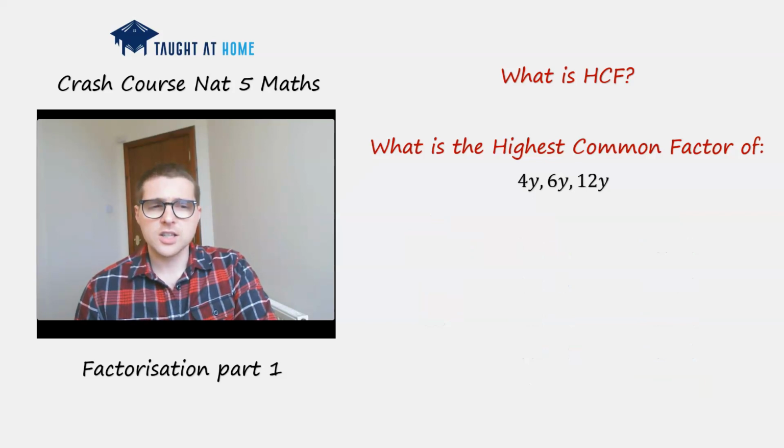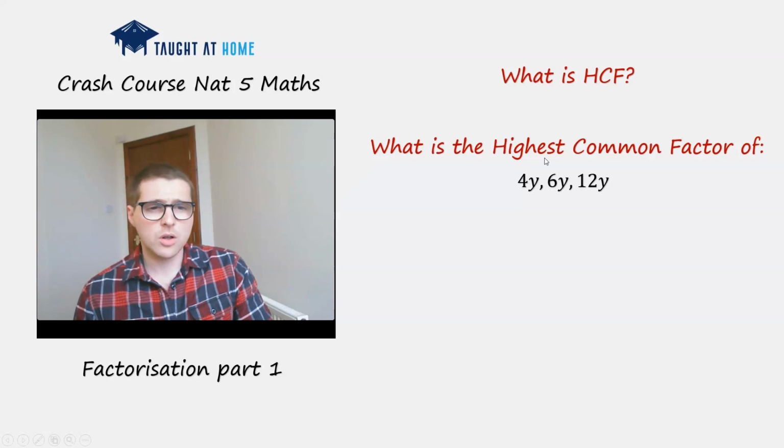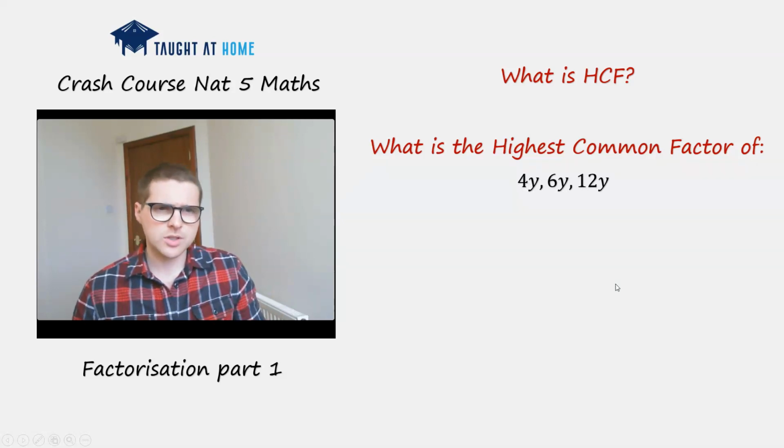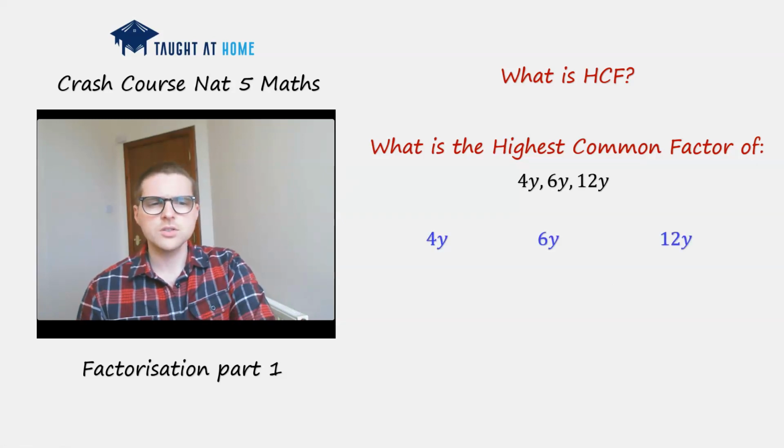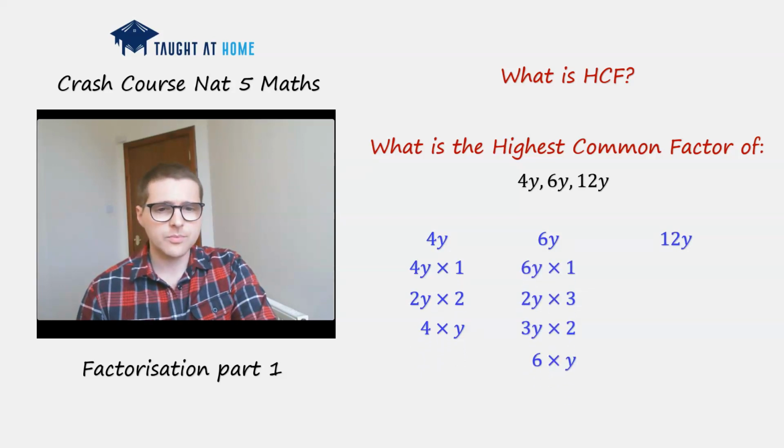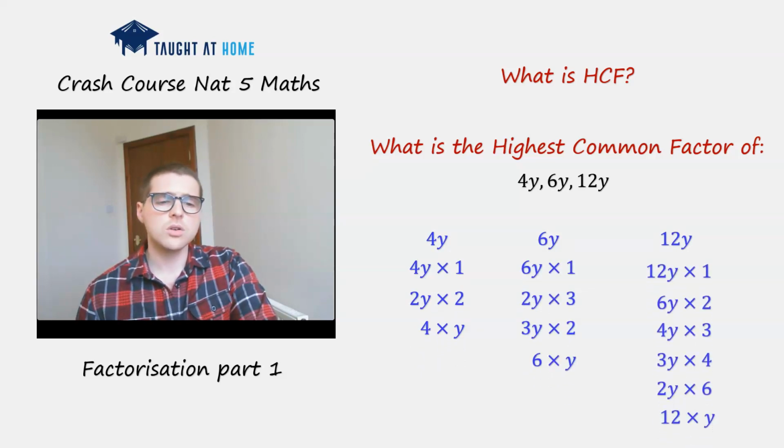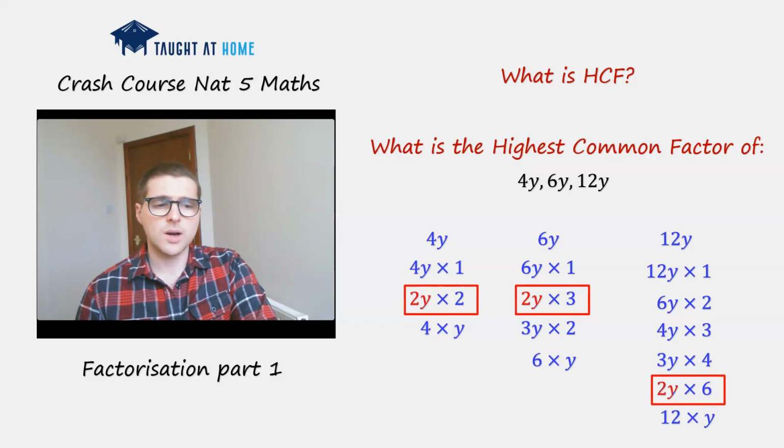So now let's find the highest common factor of 4y, 6y and 12y. Well, first of all, we've got a pronumeral, so we've got a letter y which is common to each, and we've got the numbers 4, 6 and 12. So we're going to have to find the highest common factor in terms of numbers and letters here. So let's list the factors of each of these. And now we're going to look for the highest among them. And in this case, it'll be 2y.